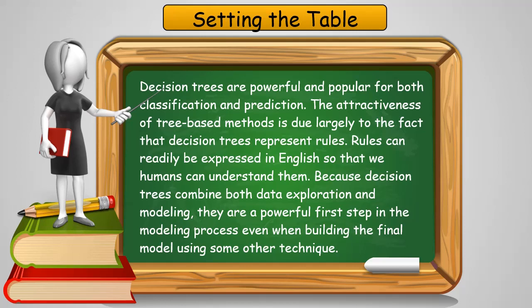The attractiveness, what makes people love decision trees, is largely due to the fact that the trees represent rules which can be expressed in English, so that, in other words, a human being can understand them. You understand why the model chose to say, I'm going to win this sale or lose this sale, as an example. Because they combine both data exploration and modeling, they're a really good, powerful first step for you to learn when building the final model, perhaps using some other technique. But it's a good way to get to learn the data as you begin.